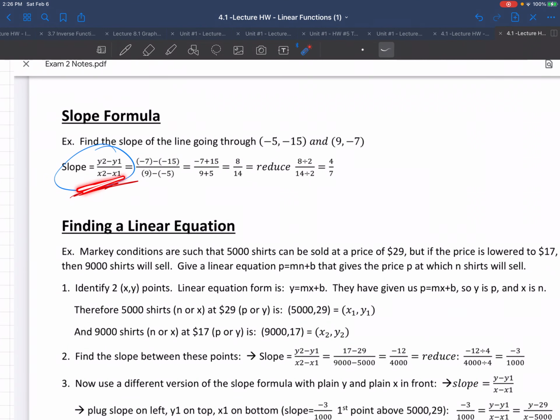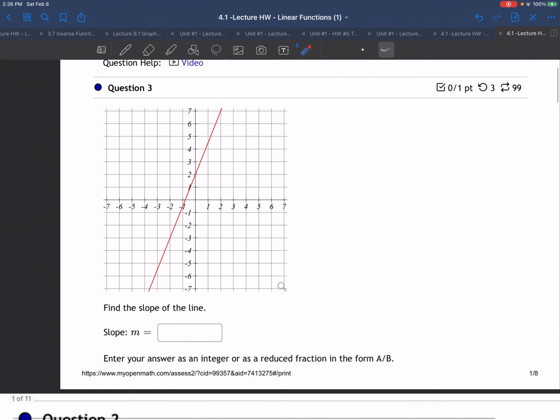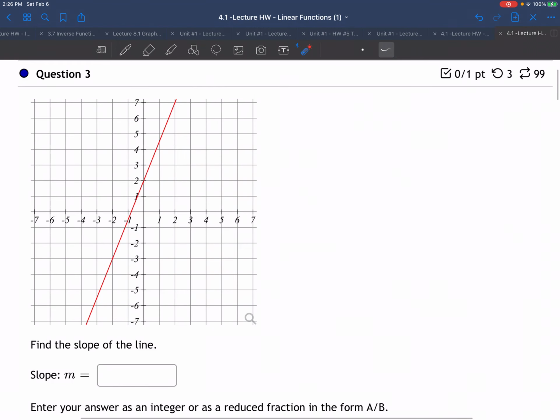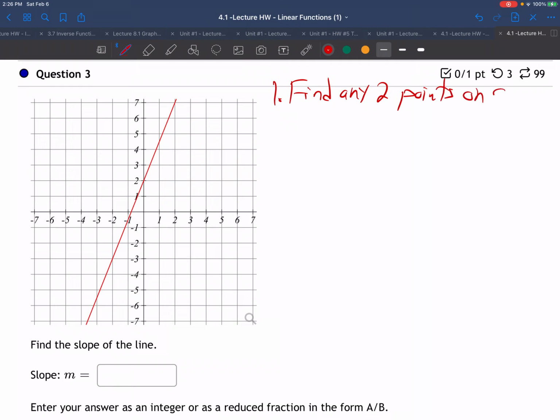So how do we do slope? It's y2 minus y1 over x2 minus x1. And you just go through and you reduce it at the end. So let's go do that. There's our problem. So the first thing, step 1, find any 2 points on the graph. Let's find 2 points on this.